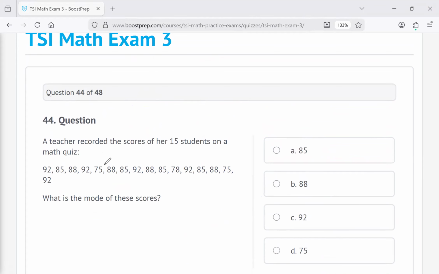Question 44. A teacher recorded scores of 15 students on a math quiz: 95, 85, 88, 92, etc. What is the mode? The mode is the number that occurs most often. You can have more than one mode, but they want one mode, so it's the number that occurs most often. It says the mode is going to be.